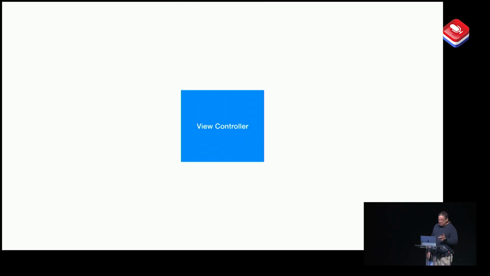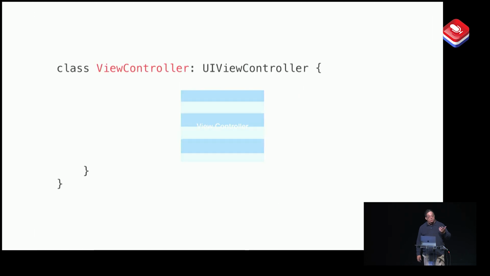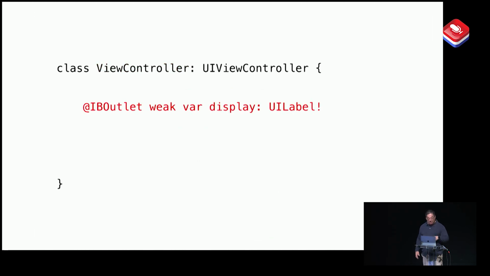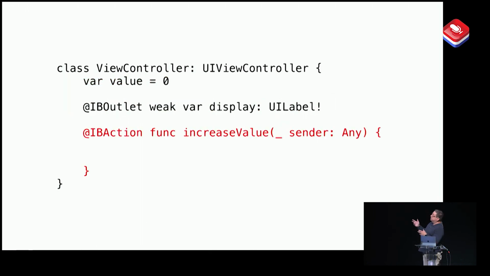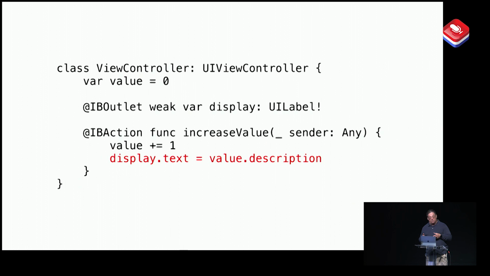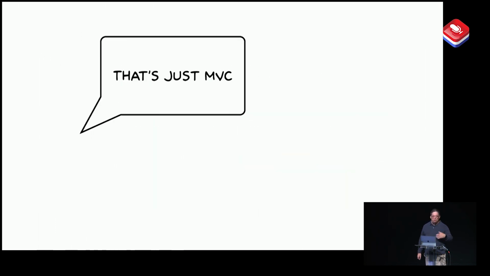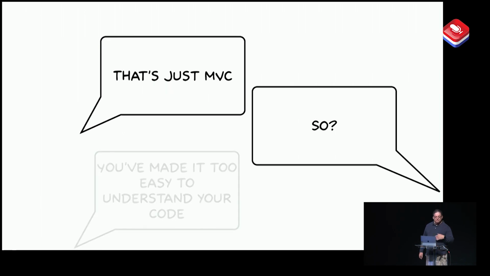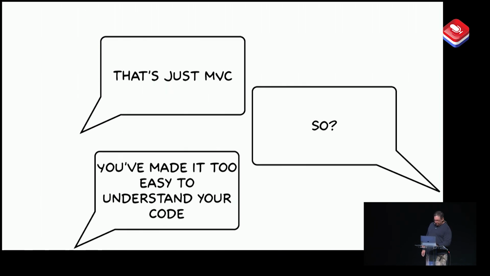So the first way we might do this is with a view controller, and with the view controller, we might have an outlet that talks to our label, and we might have an action that gets called, and the action says, hey, can you increase the value, and let's change what's displayed in the text. And so the button is talking to the label, and you say, well, that's just MVC, and you say, okay, let's make this a little bit more the way we work on things now.